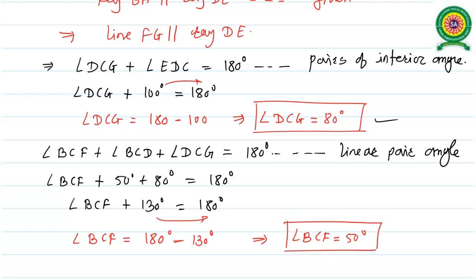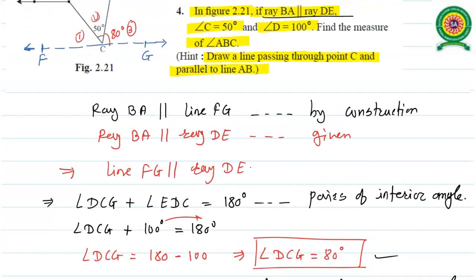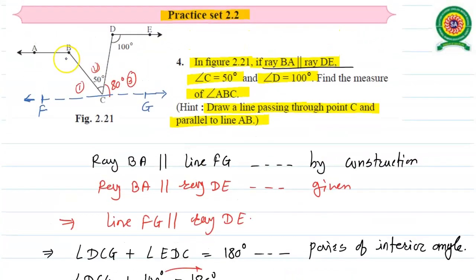Now we are trying to find the value of angle ABC. That means this one angle we have to evaluate. Now look at the blue shaded angle, that is angle 1, and I would like to call this angle 4. So angle 1 and angle 4 are interior angles. Once ray BA is parallel to FG, pairs of interior angles are supplementary.